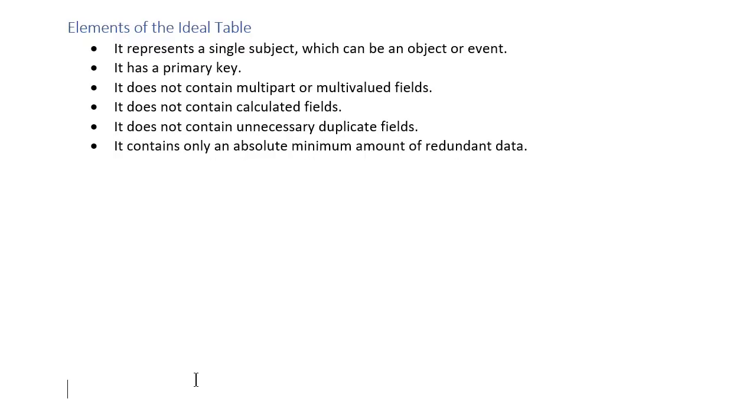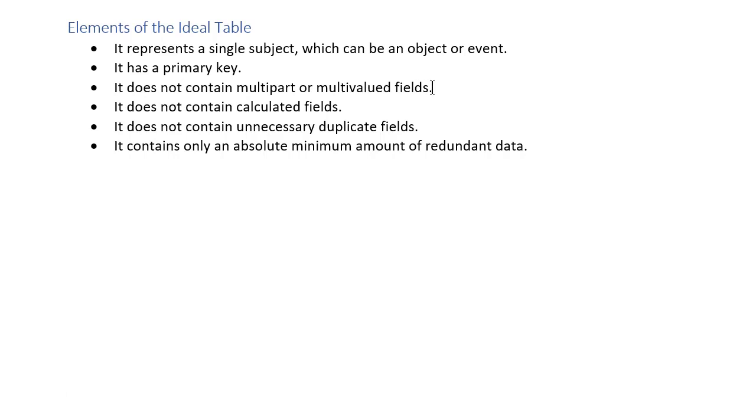So when coming up with a table and creating it, here are some elements of an ideal table. It should only represent a single subject, which can be an object or an event. It should have a primary key, but I've seen tables that don't. It does not contain multi-part or multi-valued fields.